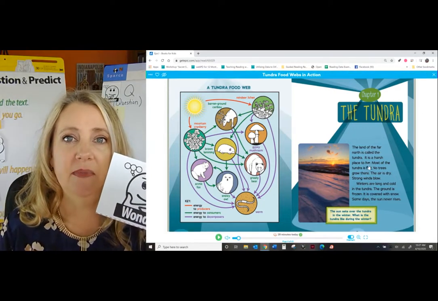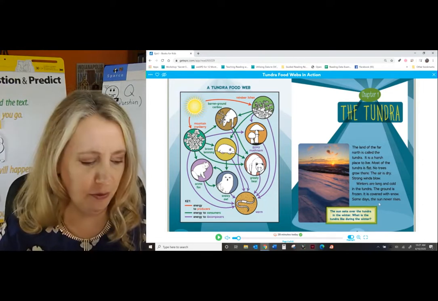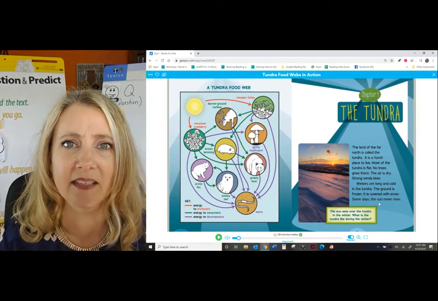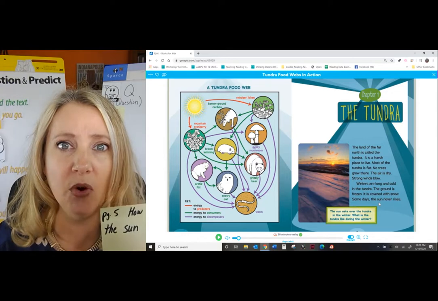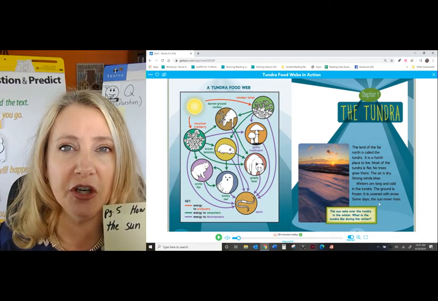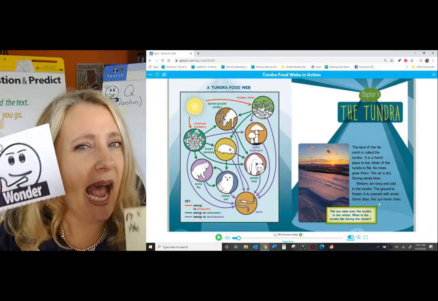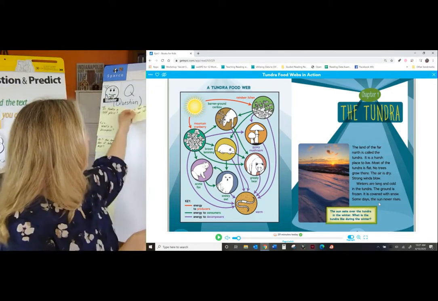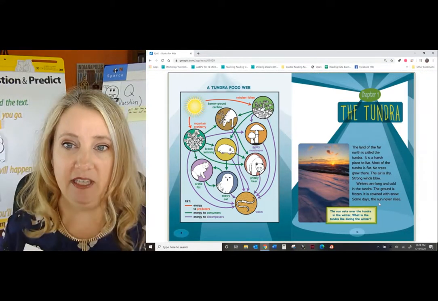I'm already wondering something. I'm already wondering, how long does the sun not rise? Oh my goodness, the sun doesn't come up in the morning in the winter? Now it says some days, but I'm wondering, how many days? How long does that sun not come up? I'm going to add my question here.